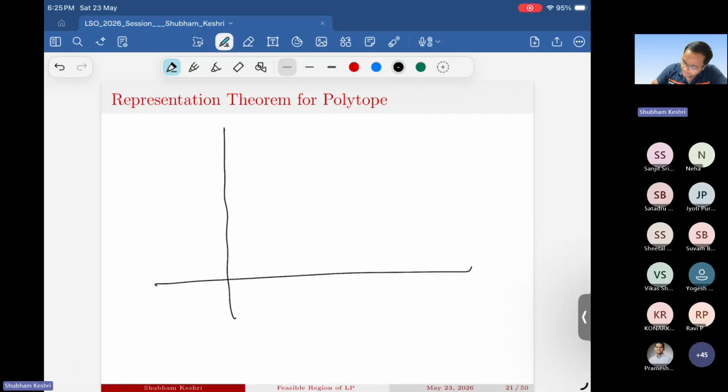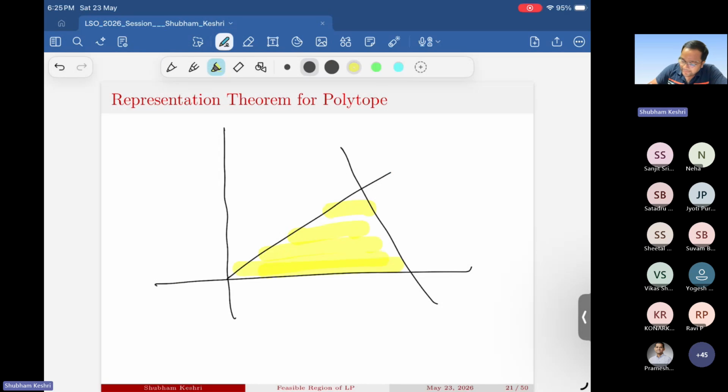Okay. So suppose this is a feasible region of an LP. This region. And we have 3 corner points, A, B, and C. These are the 3 corner points. The representation theorem of a polytope says that you take any point inside the feasible region. Suppose this is the point, any point, by the way. Okay. So suppose I'm taking this point. It says that you can represent this point using all the corner points of the LP.